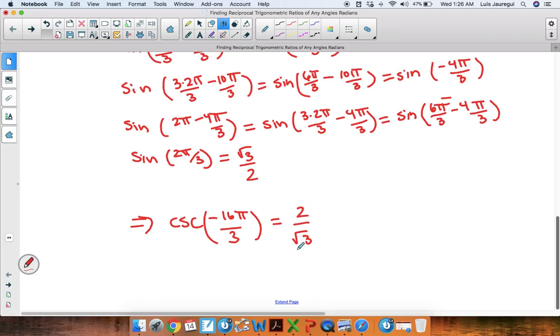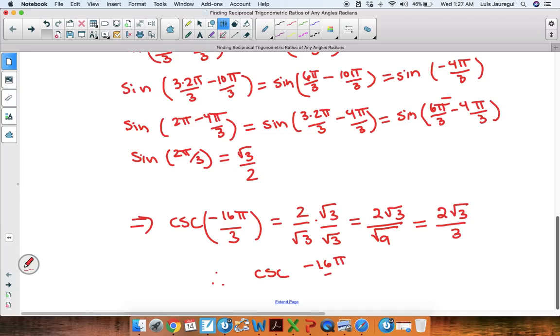But we don't like to have square roots in the denominator, so we need to rationalize it. And to do that, we multiply it by square root of 3 over the square root of 3. Now this one will be 2 square root of 3 over the square root of 3 times 3, which is square root of 9. And the square root of 9 is 3. So this is just 2 square root of 3 over 3. So one can conclude, therefore, by the transitive property of equality that cosecant of negative 16 pi over 3 is equal to 2 times the square root of 3 over 3.